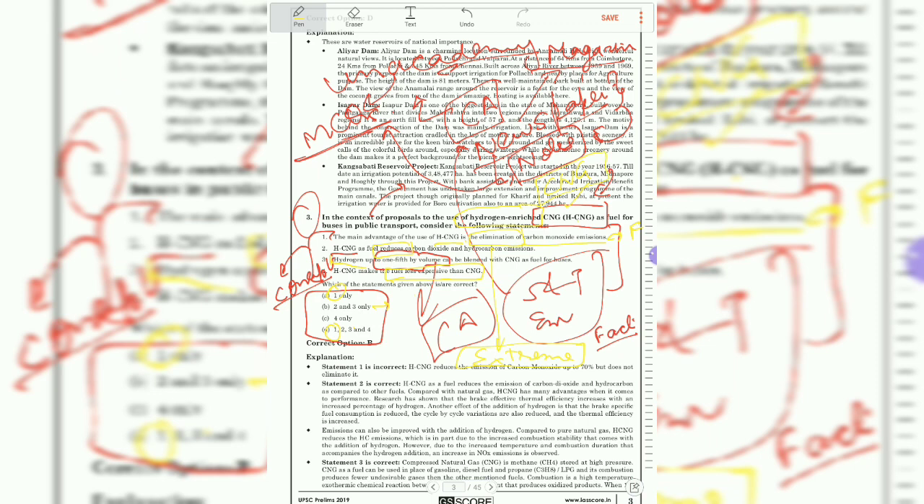So from your energy classes or from your science and tech classes, you will be very much sure about this particular fact, right? So with the help of very basic facts, at least you are sure this is a false statement, this is a true statement, so this option is correct. So without knowing the current affairs, you are able to eliminate this question, right?